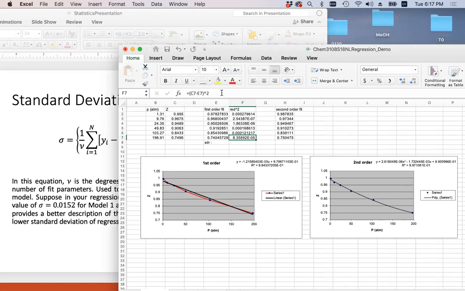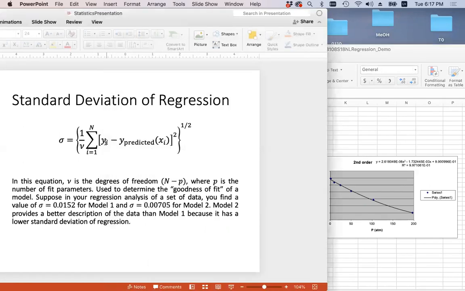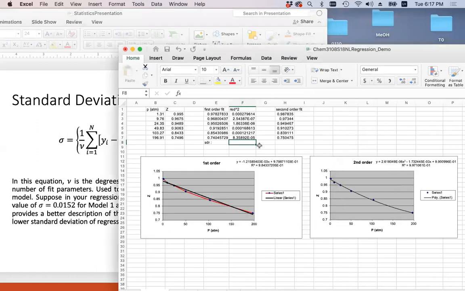Okay, so I have the square of all the residuals. I want to add those together and then divide by the degrees of freedom. Let me first add a cell right here that gives the number of degrees of freedom. In the case of the linear fit, the number of degrees of freedom is n minus the number of fit parameters. The number of measurements is 6. The number of fit parameters for the linear fit is 2. 6 minus 2 is 4.